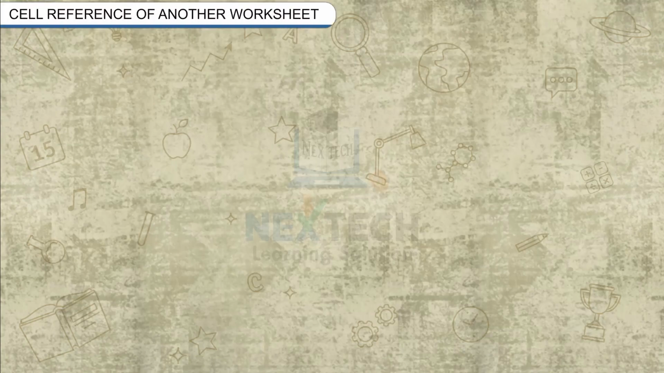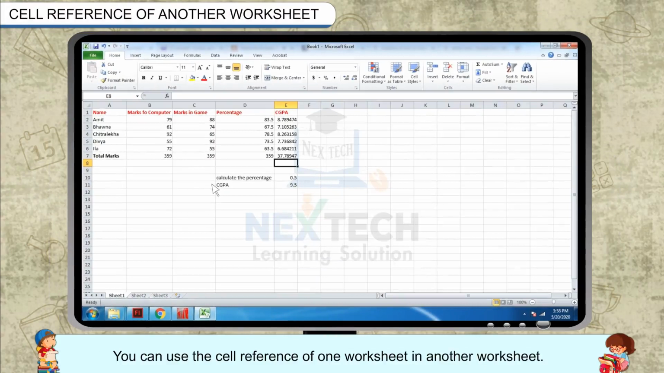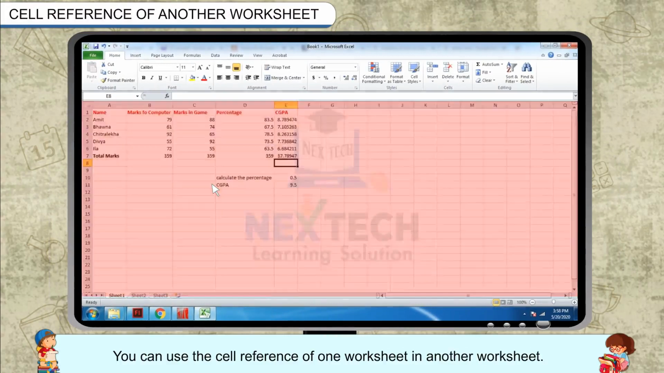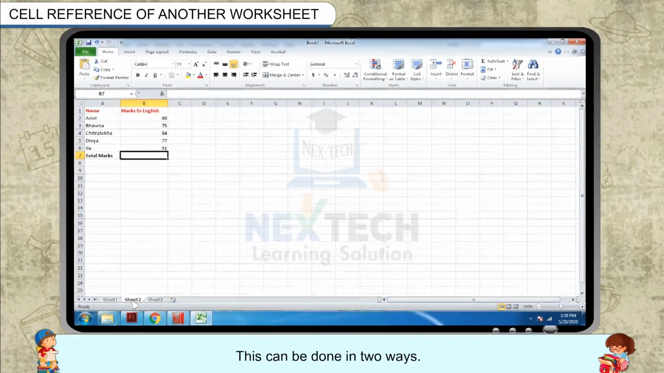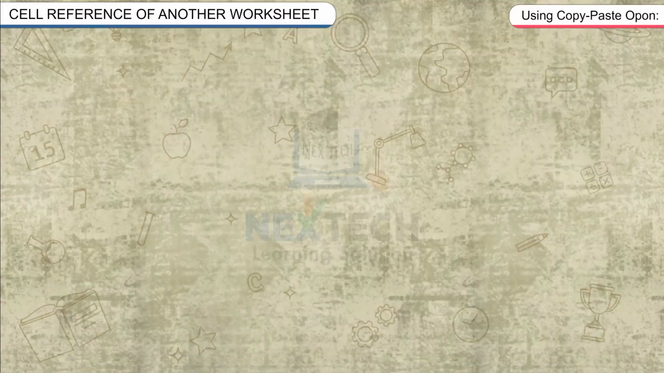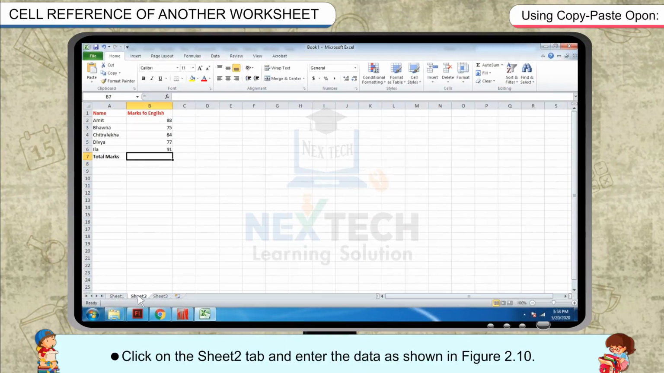Cell reference of another worksheet. You can use the cell reference of one worksheet in another worksheet. This can be done in two ways. Using copy-paste option. Click on the Sheet 2 tab and enter the data as shown in figure 2.10.